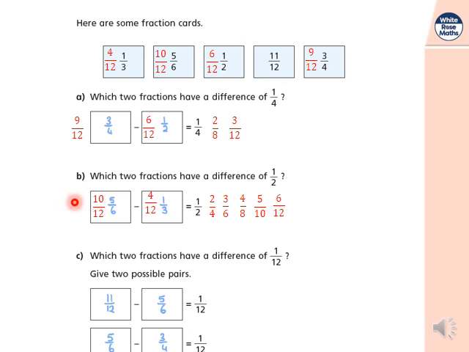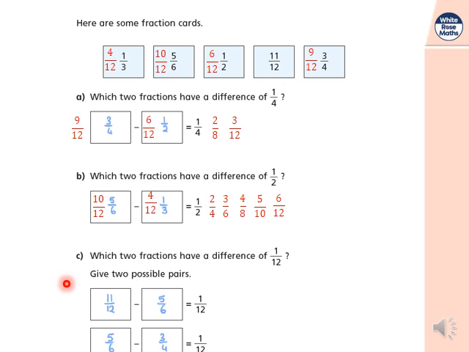And the same again, which two fractions have a difference of a half? We could have written down what our equivalent fraction of a half would have been, which is 6/12. And then we can see 10/12, take away 4/12 is 6/12, which is the same as 5/6, take away 1/3.